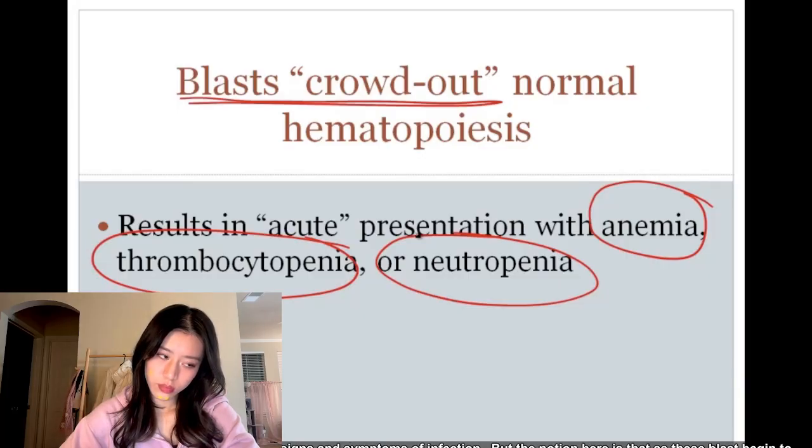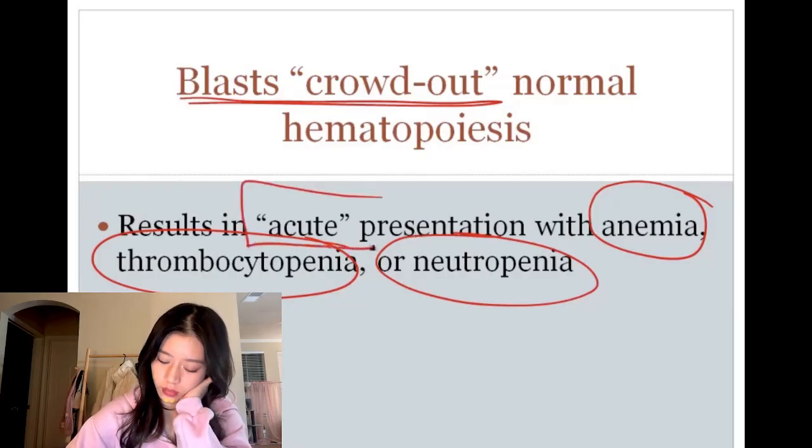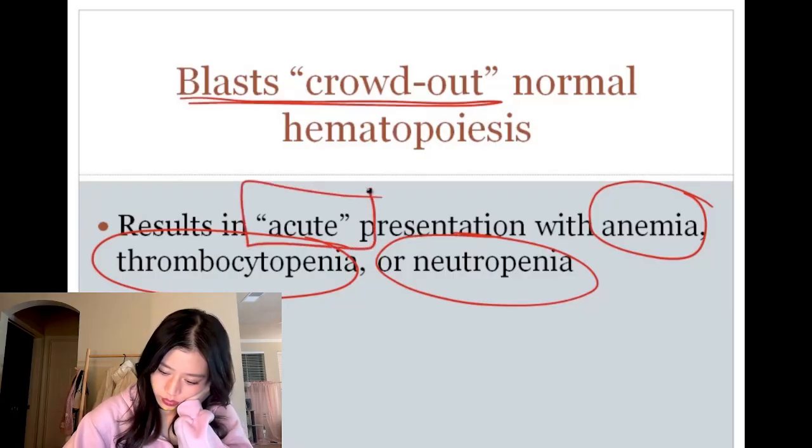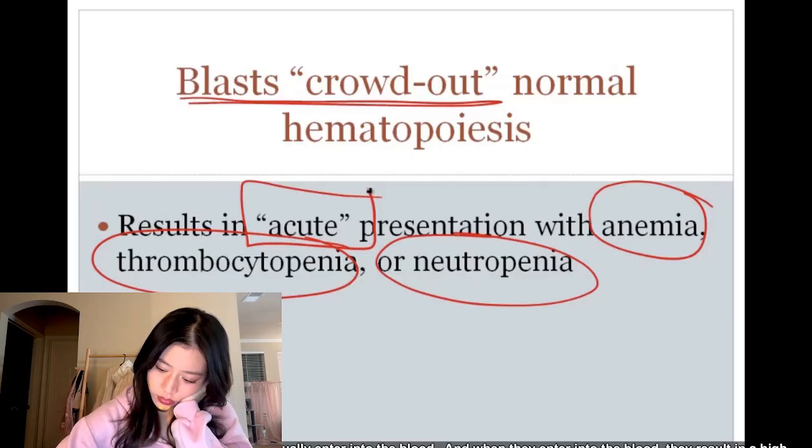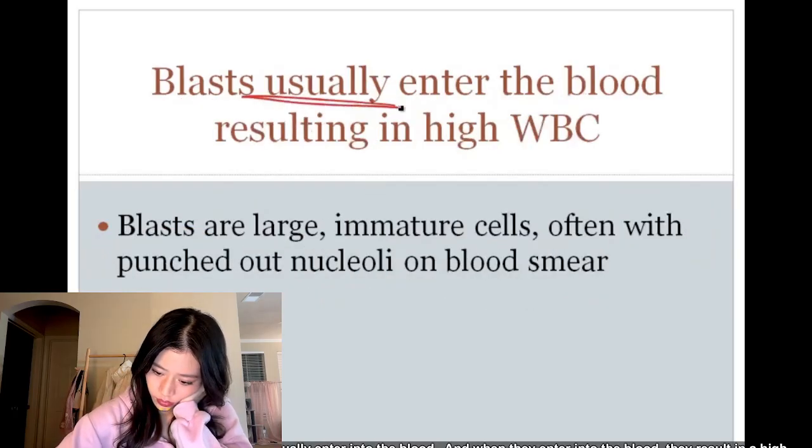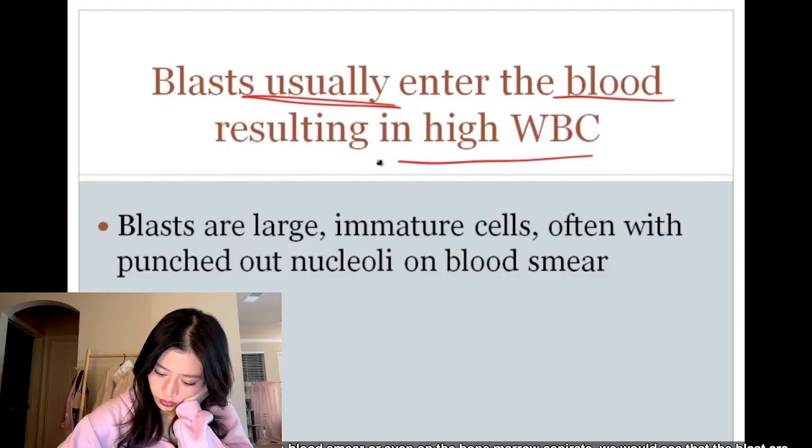But the notion here is that as these blasts begin to pile up within the bone marrow, they crowd out the normal hematopoiesis, resulting in the classic signs and symptoms. These signs and symptoms tend to be acute. The patients present all of a sudden with these signs and symptoms, and hence the term acute leukemia. At the same time, the blasts usually enter into the blood, and when they do, they result in a high white blood cell count. If we were to look at these blasts on a blood smear or even on a bone marrow aspirate, we would see that the blasts are large, immature cells with a punched out nucleolus.